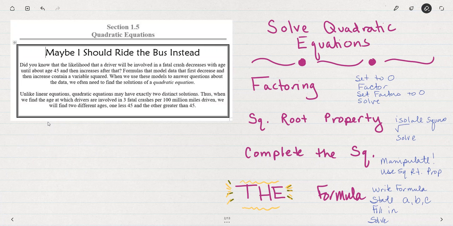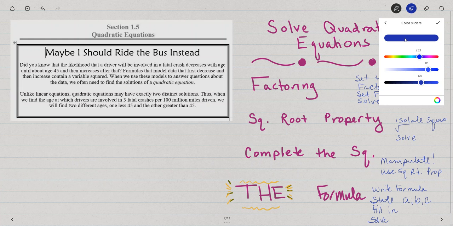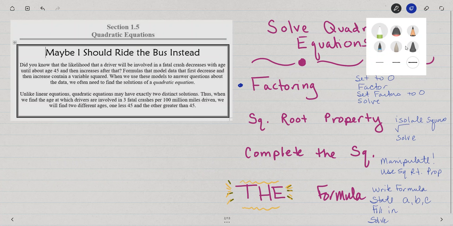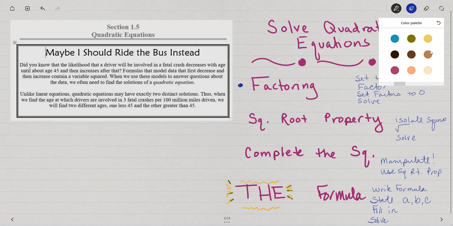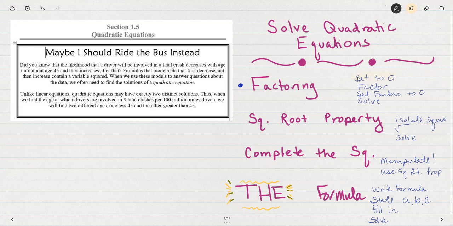The first way that we learn to solve quadratic equations is factoring. Maybe you recall solving by factoring. That's where you, let me get the highlighter on here, you would set the equation to 0, and then you would factor the left side, the one side that's not 0, and then you set each of the factors to 0 and then solve those 2 equations. That's how we use factoring to solve a quadratic equation.